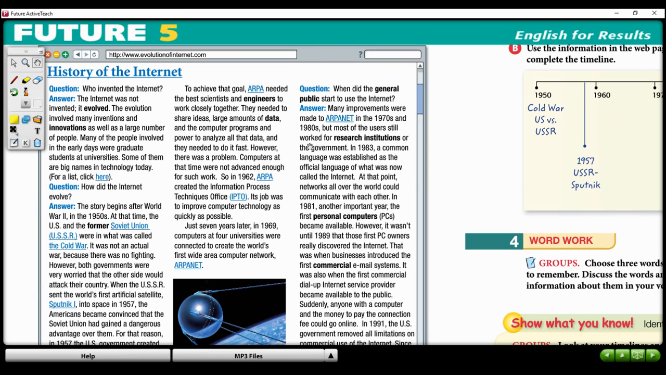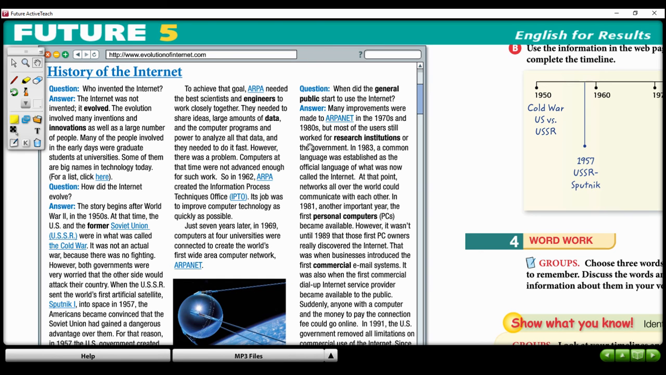Answer: many improvements were made to ARPANET in the 1970s and 1980s, but most of the users still worked for research institutions or the government. In 1983, a common language was established as the official language of what was now called the Internet. At that point, networks all over the world could communicate with each other.